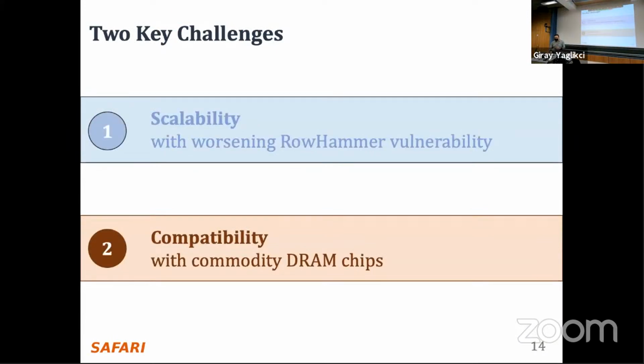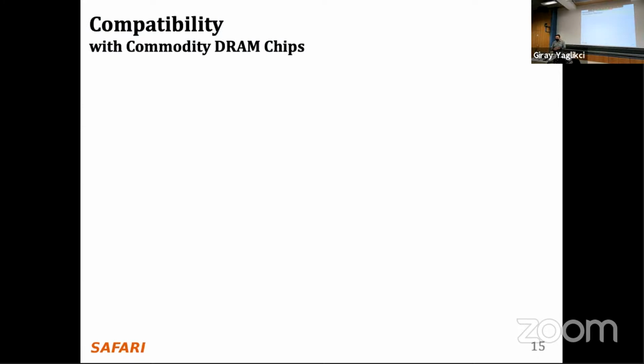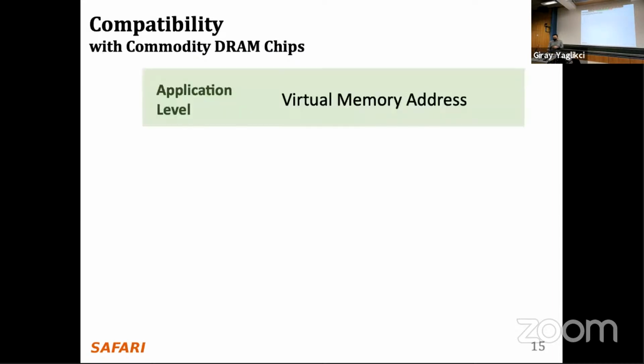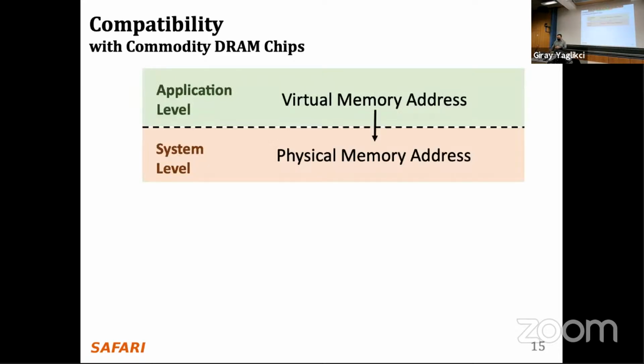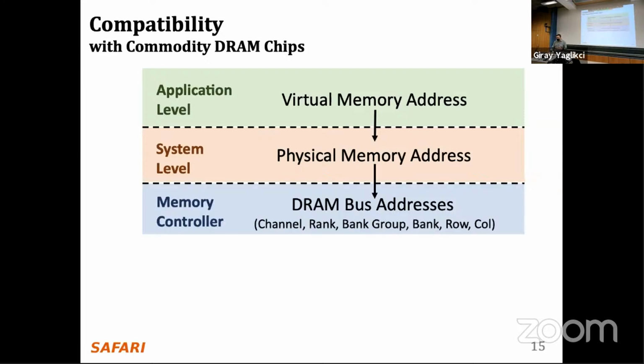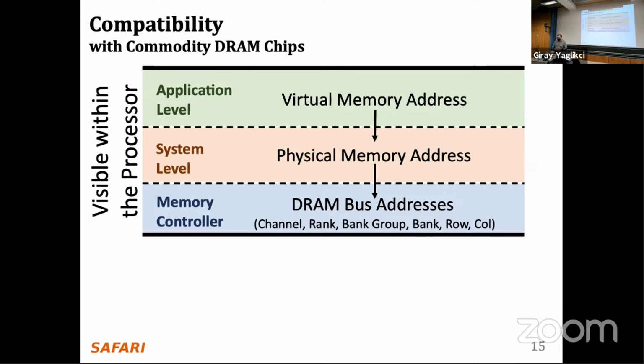The second challenge is compatibility with commodity DRAM chips. To understand this challenge, we need to revisit how memory addresses are mapped to DRAM cells through several abstraction levels. At the application level, we have virtual memory addresses. Then typically the system software translates these virtual addresses to physical addresses. Then these physical memory addresses are mapped to logical addresses of DRAM channel, rank, bank, row, and column. And so far, all these address translations are visible within the processor itself.